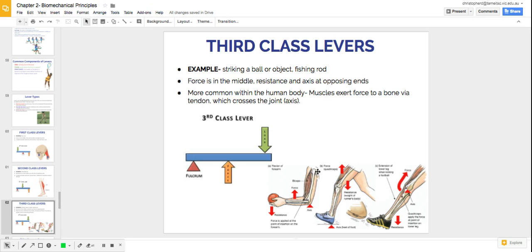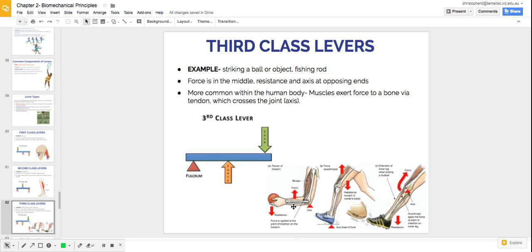A third class lever, an example of that is usually striking a ball or an object, or it can be a fishing rod. So where our force is in the middle, and our resistance and our axis are at opposing ends. And that's usually common within the human body.